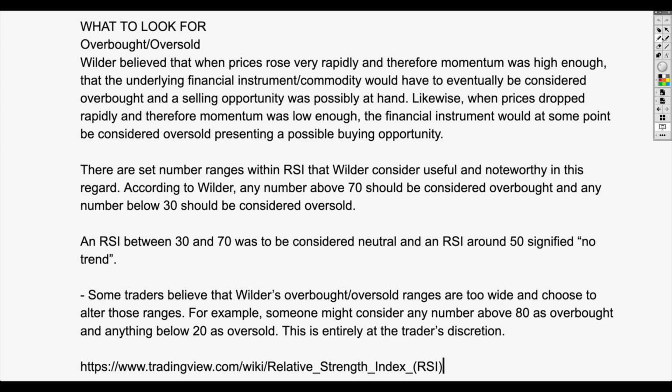I think it's important to look at the RSI on a daily basis, to track that when you're looking at a particular stock or index, to give you an idea of what's happening. There are set number ranges within RSI that Wilder considered useful and noteworthy in this regard. According to him, any number above 70 should be considered overbought, and any number below 30 should be considered oversold. So that was the range that I showed you, and 50 is considered no trend. In the following paragraph, they basically just suggest that these numbers could be as low as 20, could be as high as 80. It depends on the individual and how they look at it.